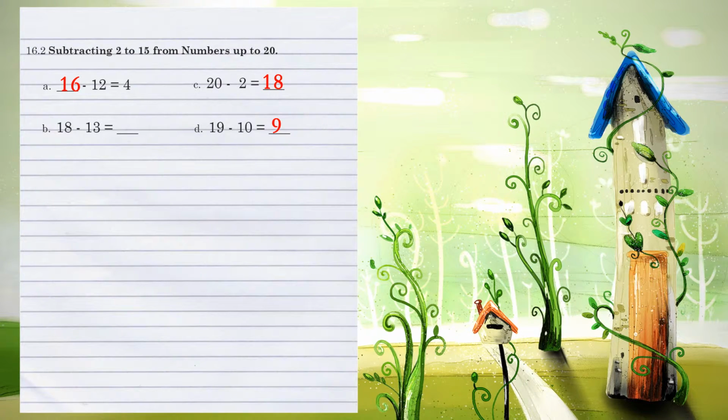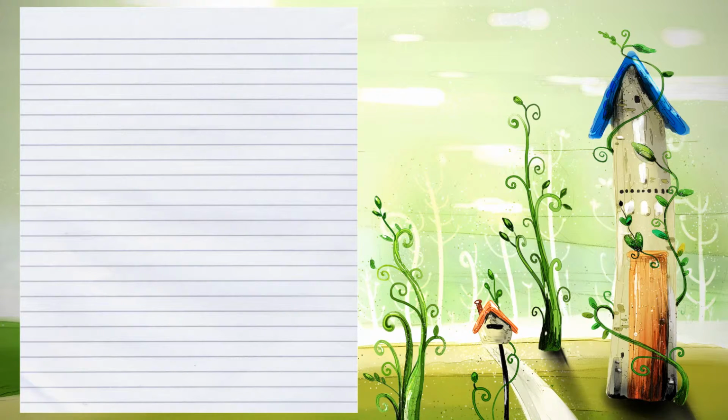Example B. 18 minus 13. Starting with the ones position, 8 minus 3 is 5. In the tens position, 1 minus 1 is 0. We do not have to write the 0 in front of the 5. So your answer is 5.